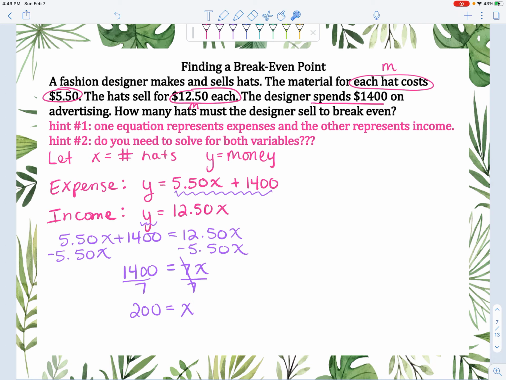Okay, so 200 hats. So I'm just going to go back and double check. Do I have all the information that I need? It says, how many hats must the designer sell to break even? So all we care about is the number of hats. All we care about is our X variable. We don't really need the Y variable. So I'm actually done here after I have X equals 200. So in order to break even, the designer must sell 200 hats.